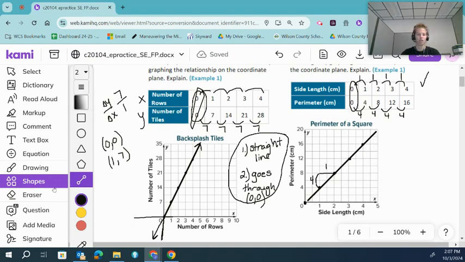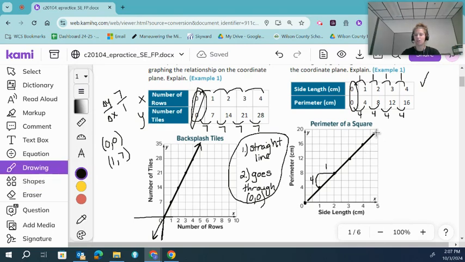And then we finish our graph. We draw our arrows and we are good to go. It is a proportional relationship. Straight line goes through 0, 0.